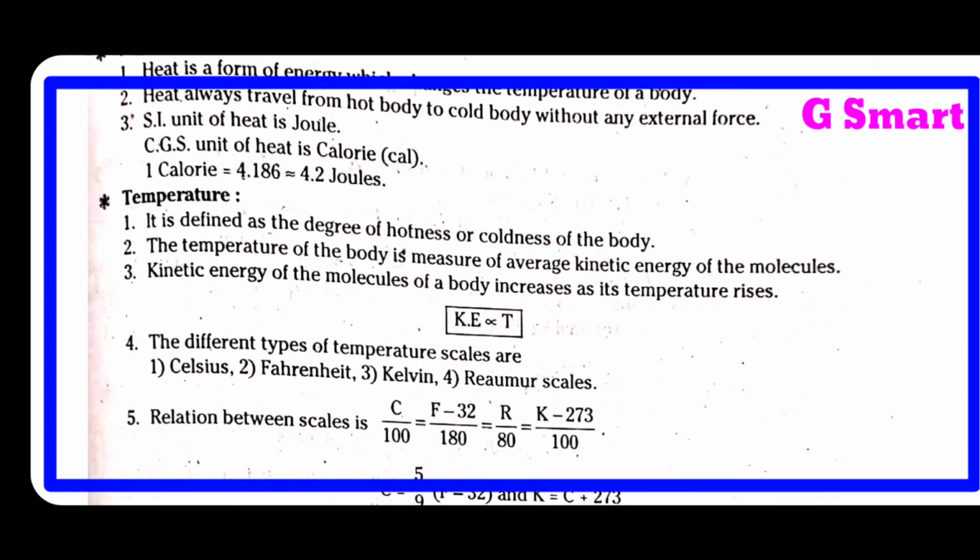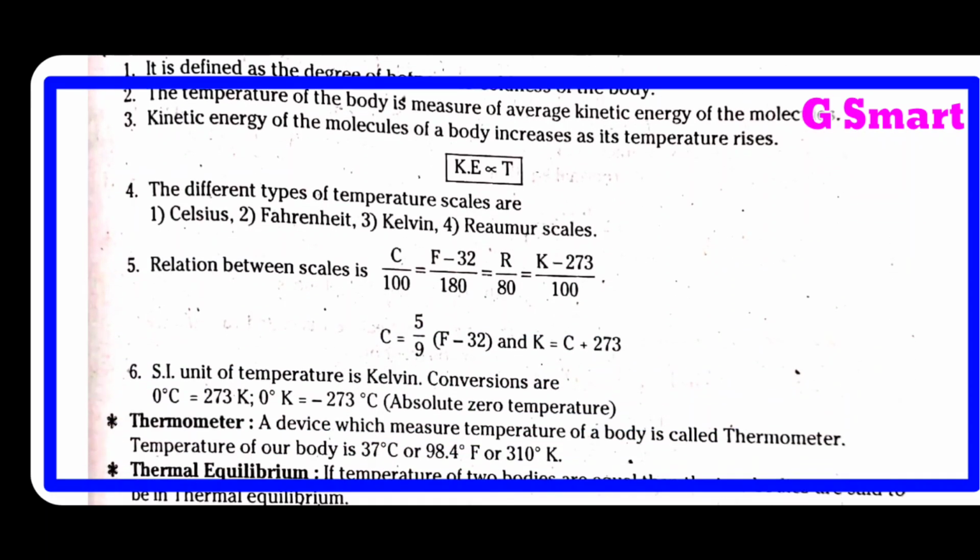Temperature. It is defined as the degree of hotness or coldness of the body. Degree of hotness or degree of coldness of a body states its temperature. The temperature of the body is a measure of the average kinetic energy of the molecules. Kinetic energy of the molecules of a body increases as its temperature rises. If the temperature increases, kinetic energy increases. If temperature decreases, kinetic energy decreases.